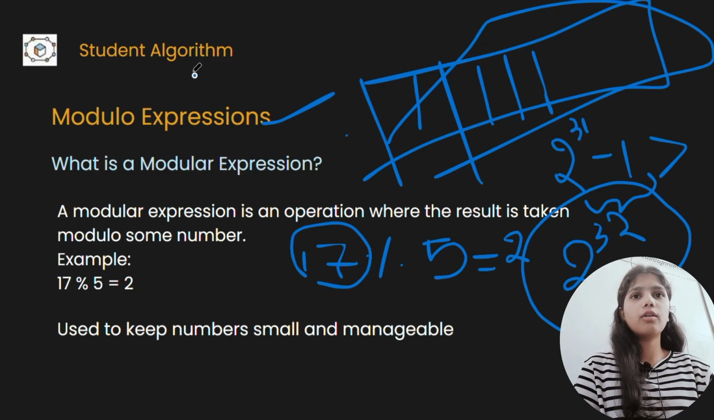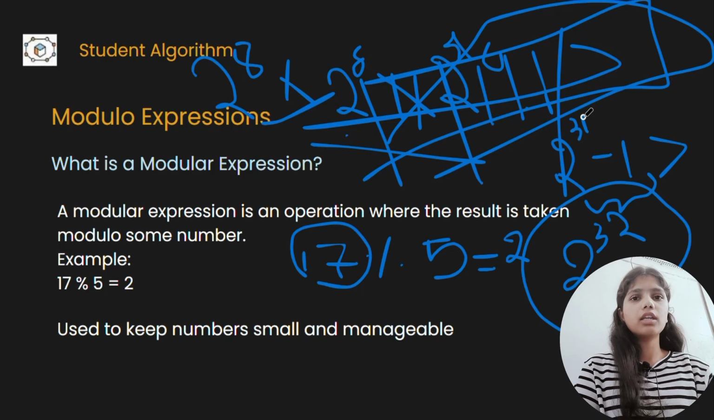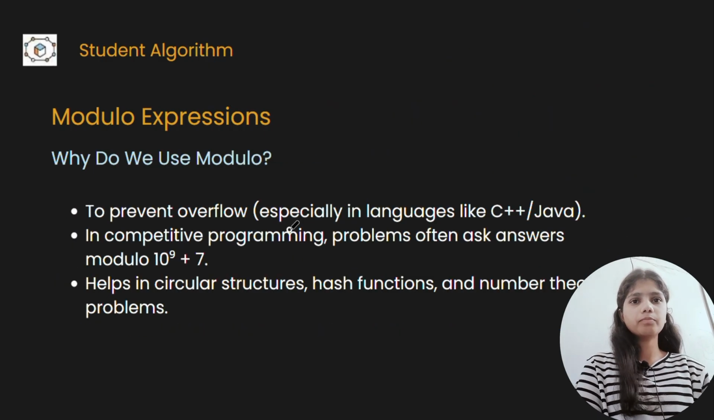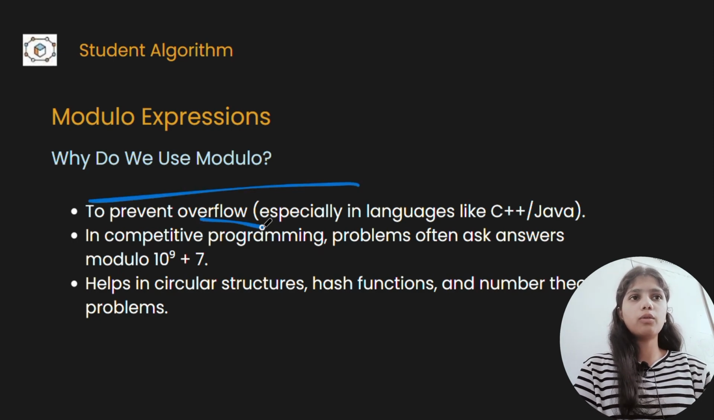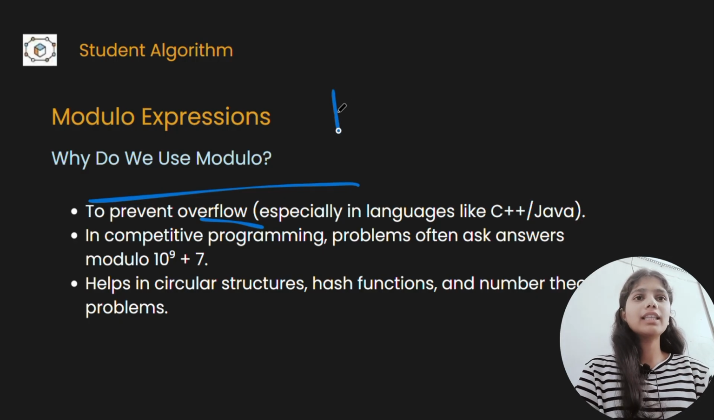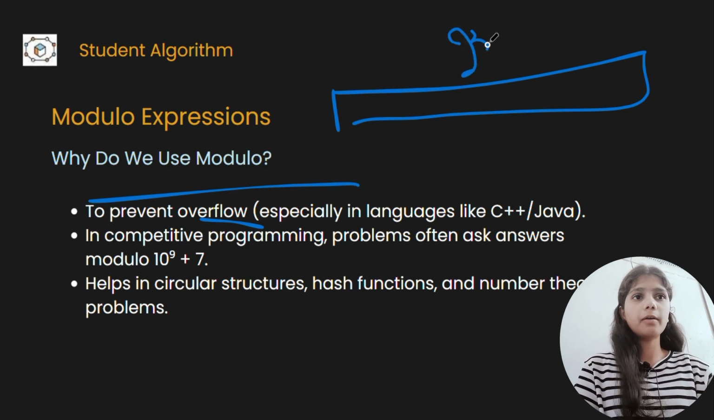Suppose we have a number like 2 power 8 into 2 power 8 into 2 power 8. It's highly impossible to fit this number in a 32-bit register. So what we do is take out the remainder, right? Got it? One more thing I want to say is why we use modulo: to prevent overflow. Overflow means, as I said, that in a 32-bit register we cannot fit 2 power 32. So to avoid this overflow, we use modulo.